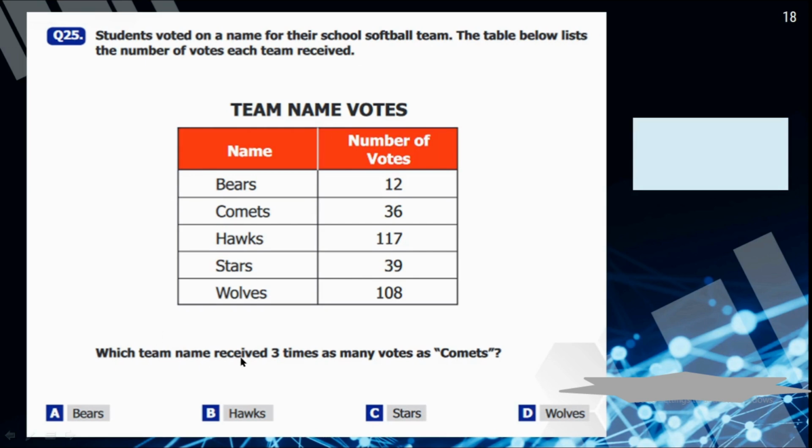Which team name received 3 times as many votes as comments? So let's see the number of votes for the comments. It's 36. So we have to find 3 times as many votes as comments. So we will multiply 36 by 3 to check the answer.